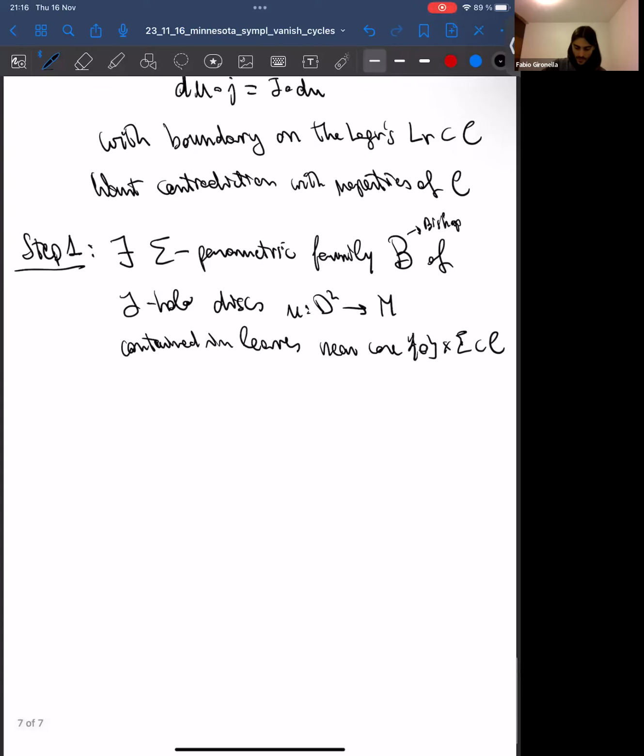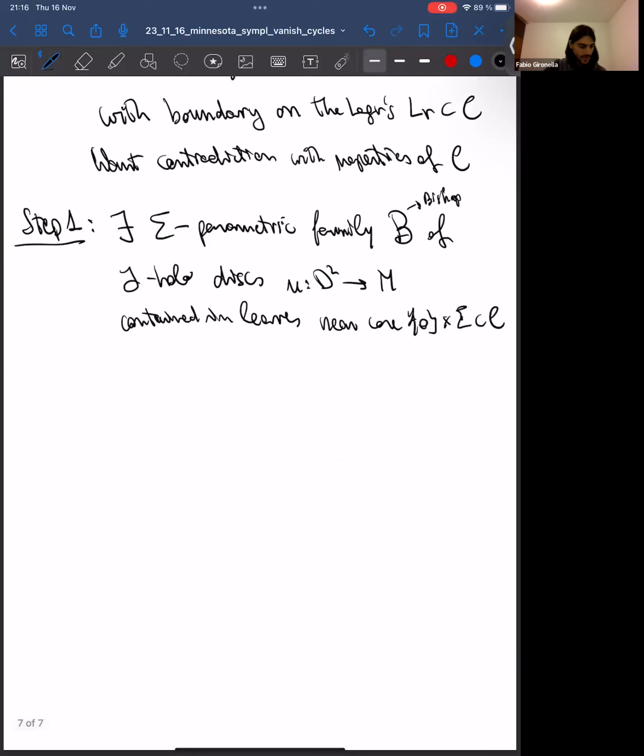So how does this family look? Well, we can describe it very explicitly. It looks as follows. The neighborhood of the core looks basically like, inside C, just a small disk. This epsilon is small. So this object lives inside C. And so I'm just going to draw a picture now. It is foliated in this way.